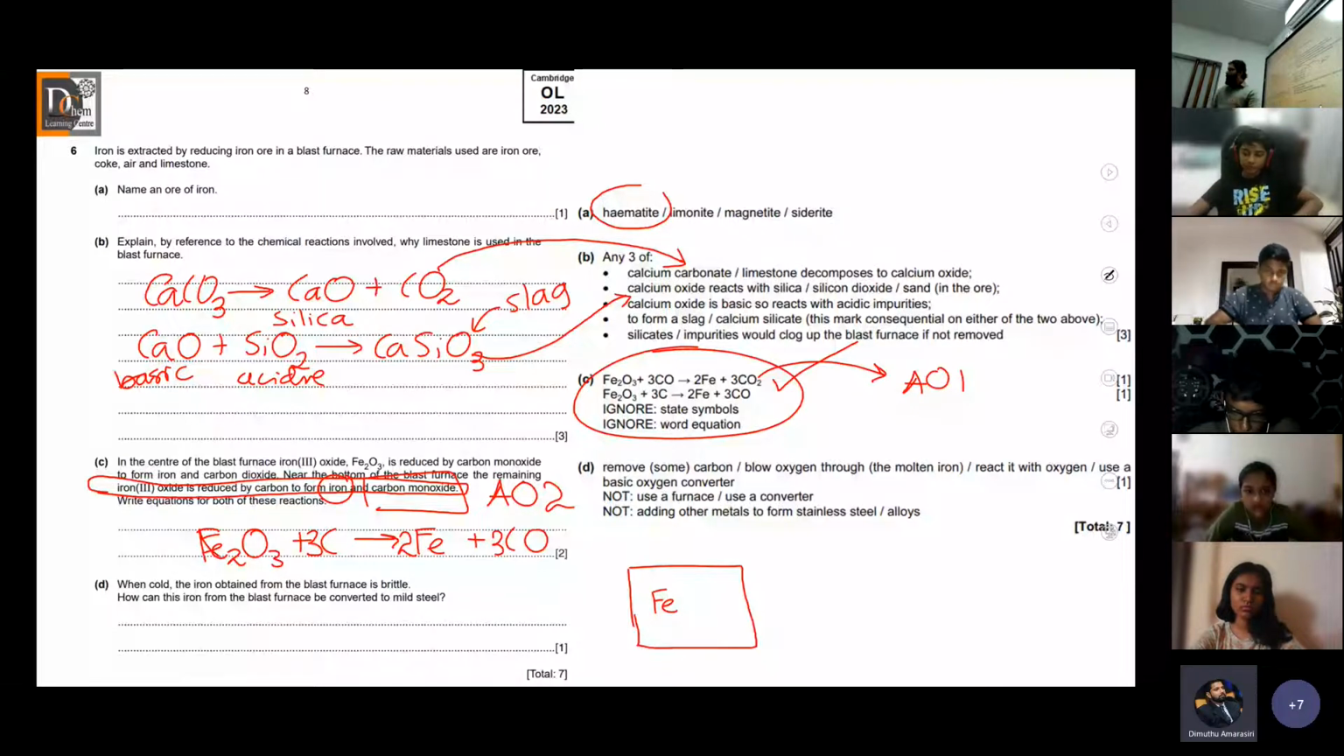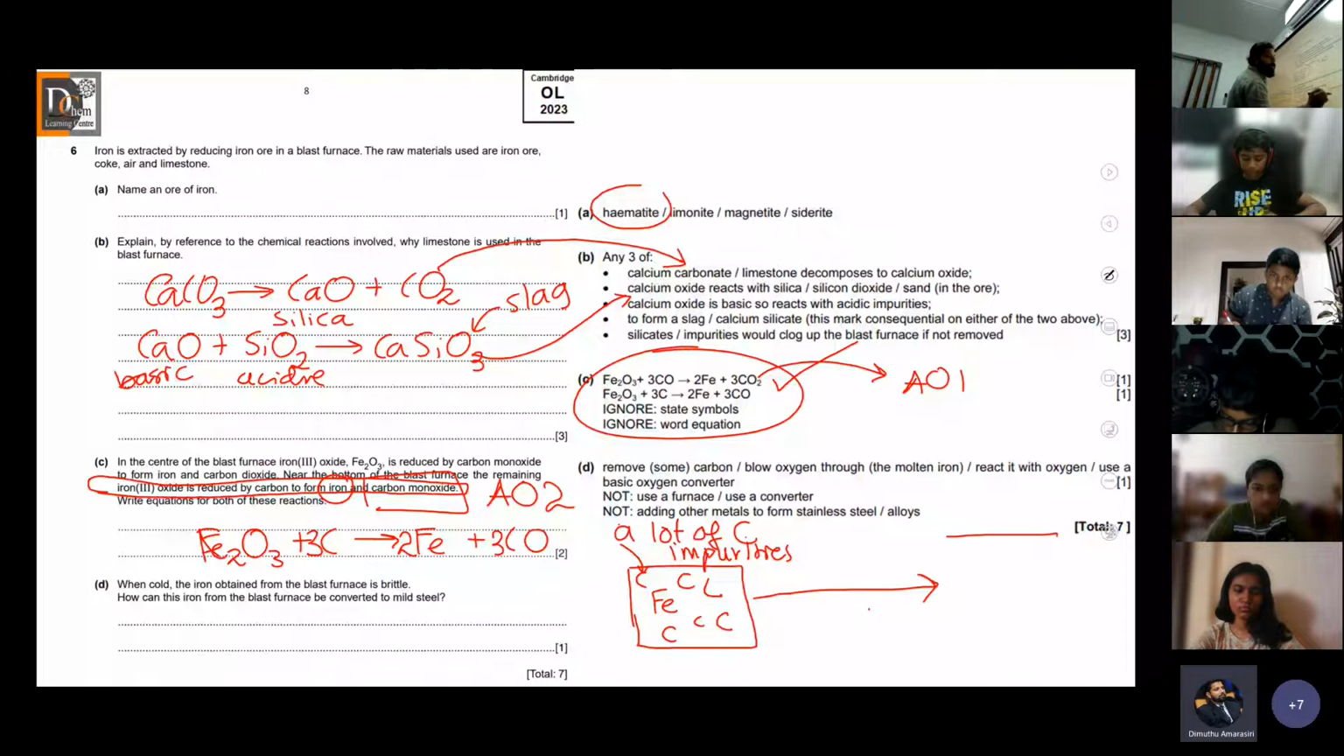Metals are malleable. Why is this such brittle? Because there is a lot of carbon, impurities there in pig iron. First of all, you need to get rid of them and put a controlled amount of carbon, right? So you have a proper amount of iron and then there is carbon, right?